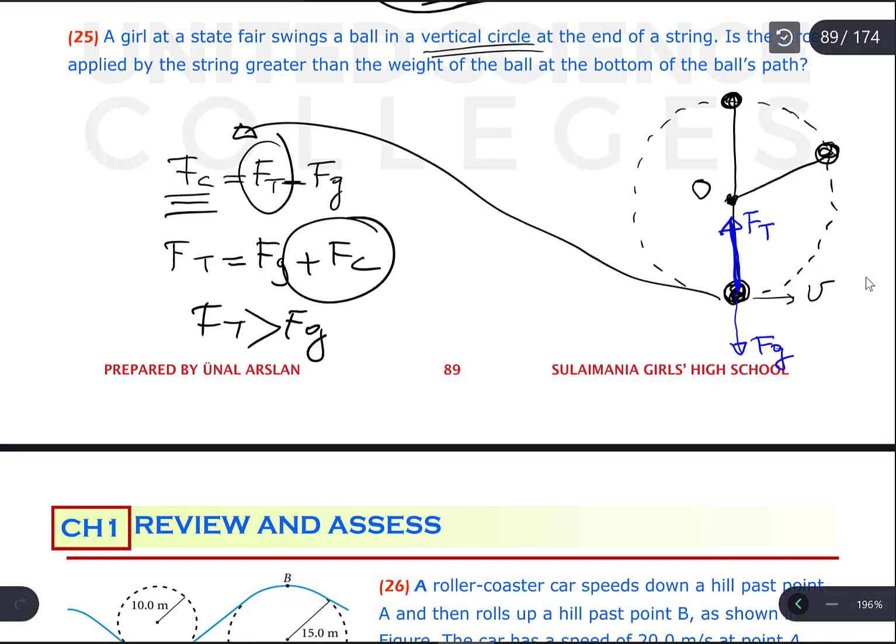One more thing, and most practical: at this position, at the bottom of the ball's path, the force which points to center, which is Ft, will be greater than the force which is pointing away from the center. So always the force which is pointing to the center will be greater than the force which is away from the center.